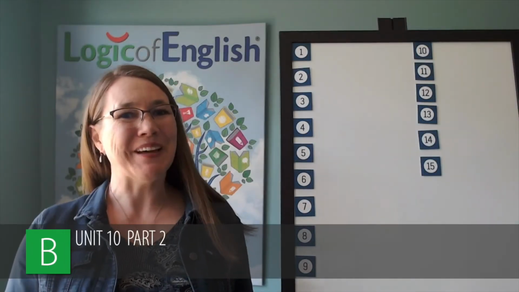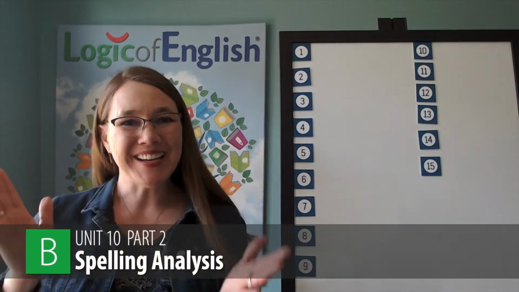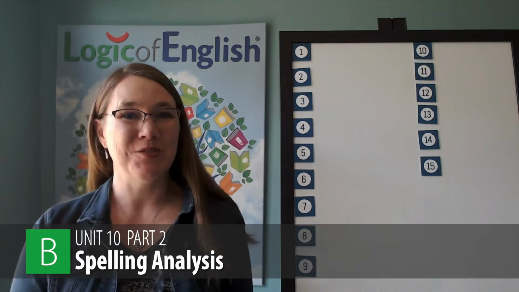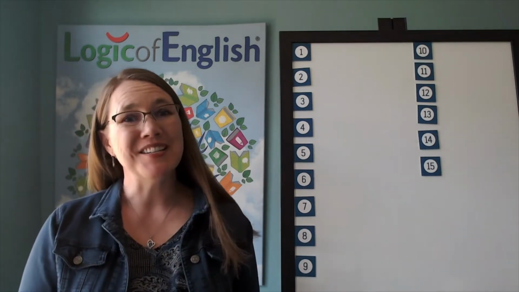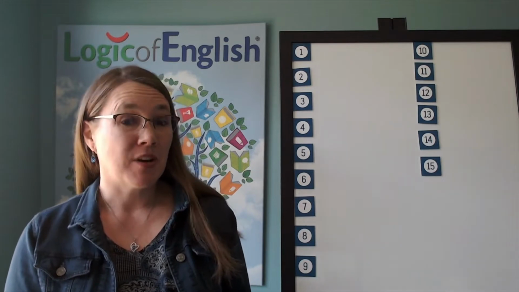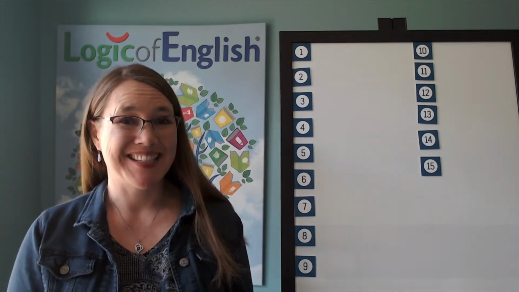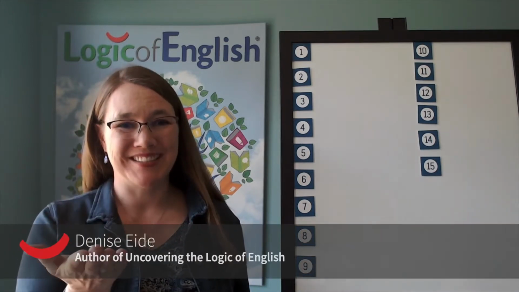It's time for spelling analysis. All right, we have 15 new words to apply our phonograms and rules to. The first one is cheat. Jacob tried to cheat on the test. Cheat. Go ahead and say cheat.